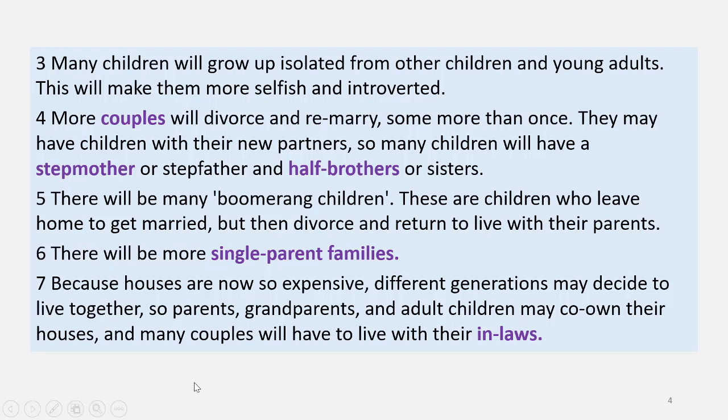Number 7, because houses are now so expensive, different generations may decide to live together, so parents, grandparents, and adult children may co-own their houses, and many couples will have to live with their in-laws. Okay?